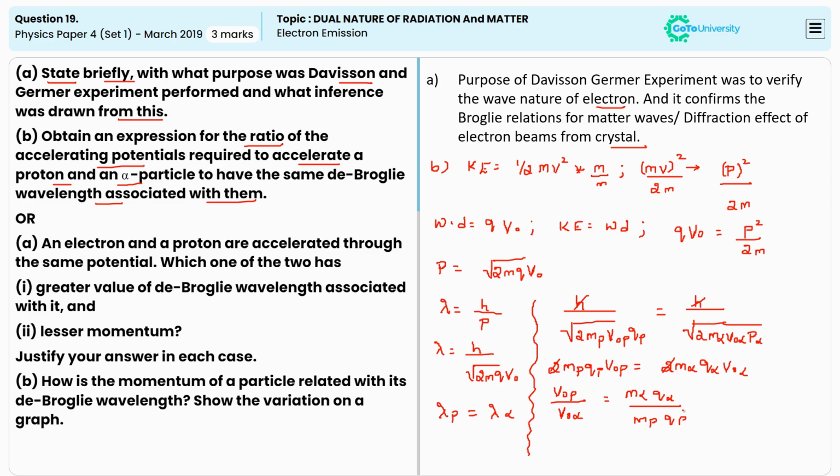The mass of the alpha particle is equal to 4 times that of the proton, and the charge of the alpha particle is equal to 2 times that of the proton. By this, V0 proton divided by V0 alpha is equal to the mass ratio, which is 4 by 1, into the charge ratio, which is 2 by 1. Then we can write this as 8 by 1. So this is the ratio of accelerating potentials.